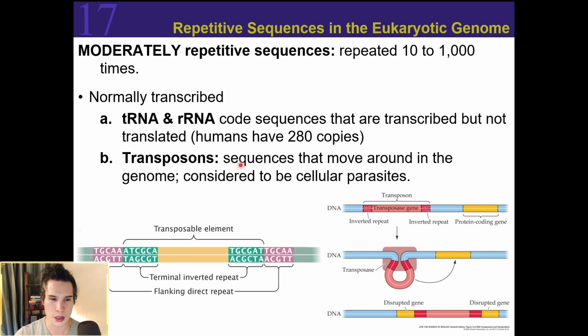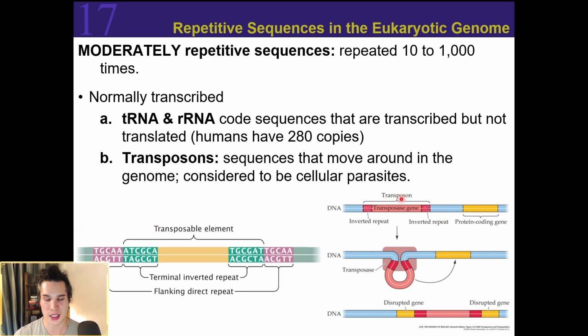And then we have these things called transposons. So these are kind of interesting, and I'll be short with this one. So these are going to be sequences that will move around the genome. Some people consider them to be cellular parasites, and so let's say this is a transposon.